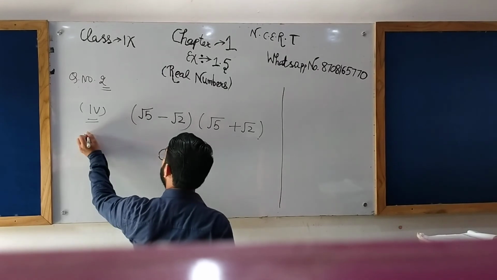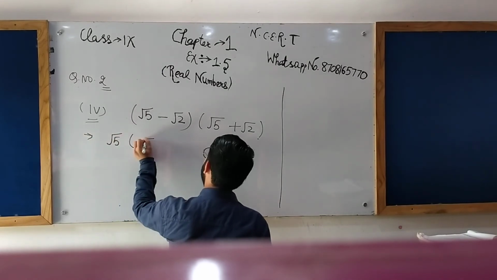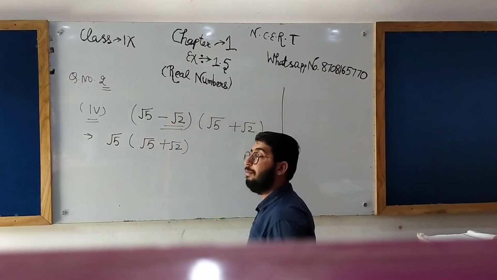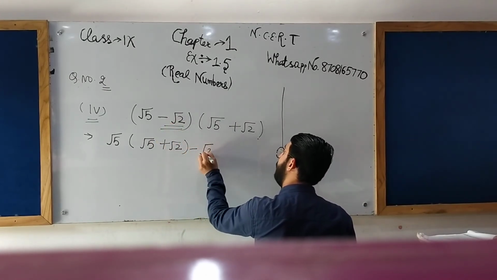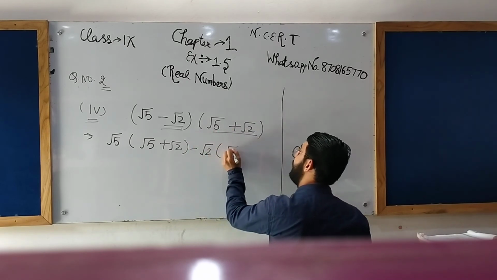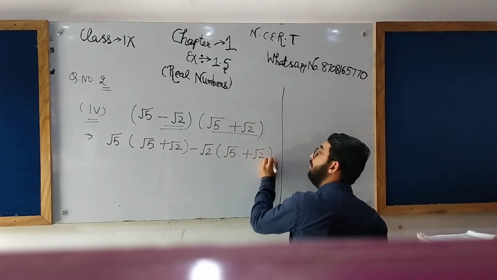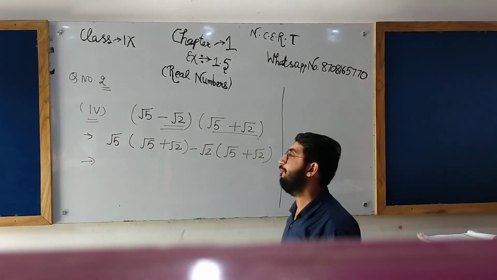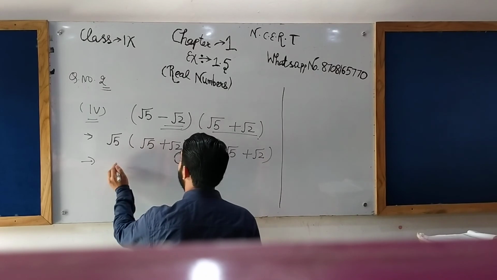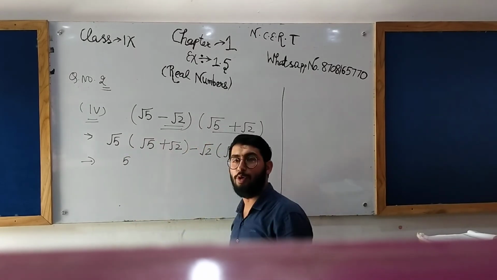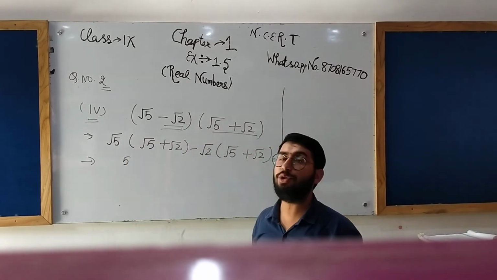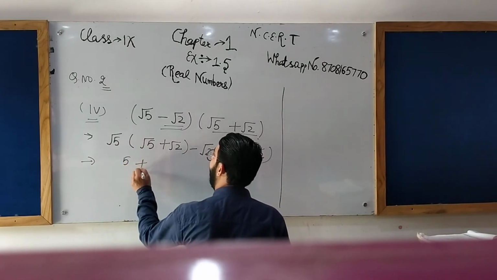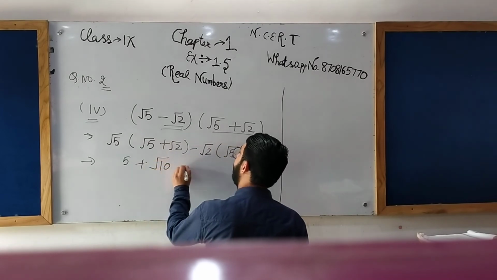Now root 5 into the second factor, root 5 plus root 2. Here the second term is minus root 2, not root 2, and the second factor is root 5 plus root 2. Root 5 into root 5 is, as we have learned, same, so the square root is removed and we get 5. But root 5 into root 2, both come in the same square root, 5 twos are 10, so root 10.